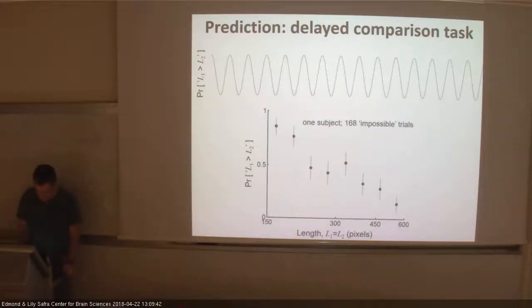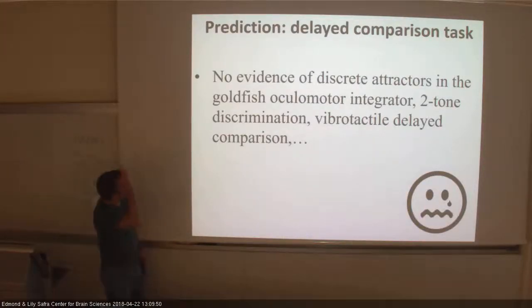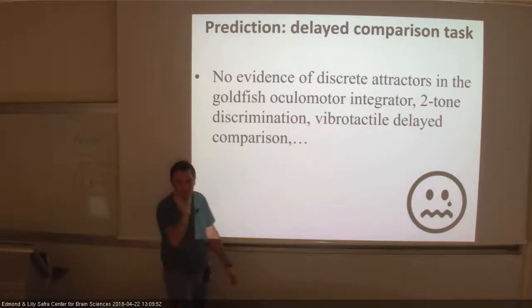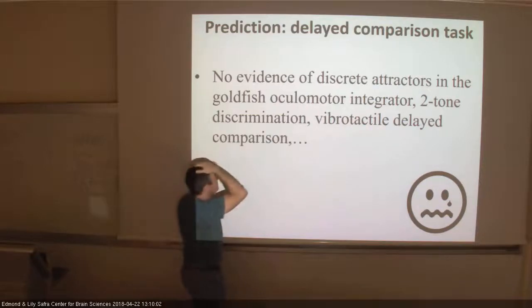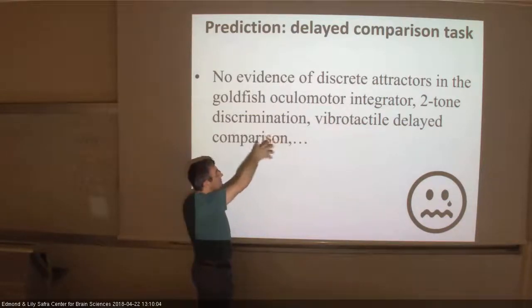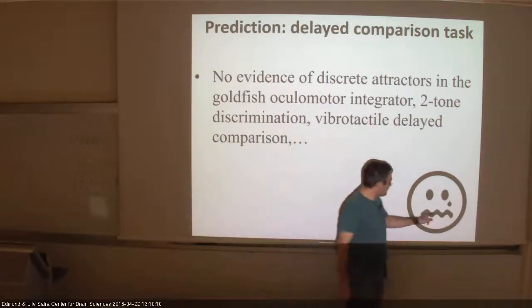And actually, this is something that people have looked at in other systems as well. They looked for discrete attractors in the goldfish oculomotor integrator. They looked both at the neural activity, whether you see that it attains discrete values, or at the location of the eye. In other systems, we don't find this energy landscape.